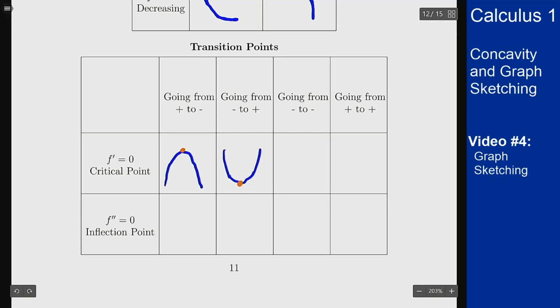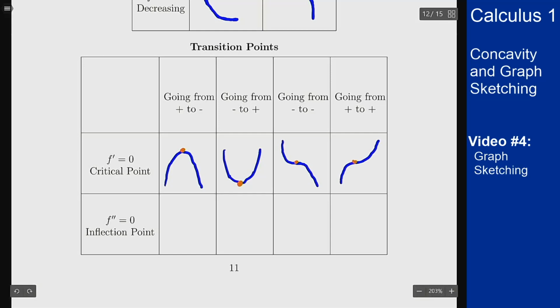Now, minus to minus means I have zero derivative, but I am decreasing and then continue to decrease. That's going to be something like I'm decreasing, I hit a critical point there, but I just keep decreasing afterwards. So there's a critical point here, but it's not a max or a min. And the same goes for plus to plus. I'm increasing and then increasing afterwards.